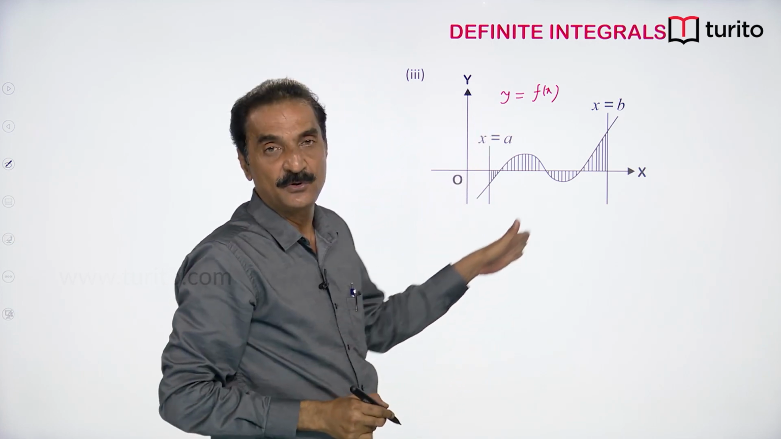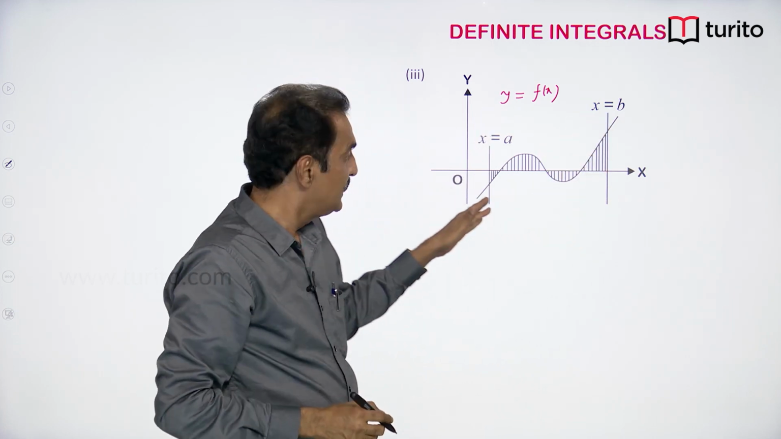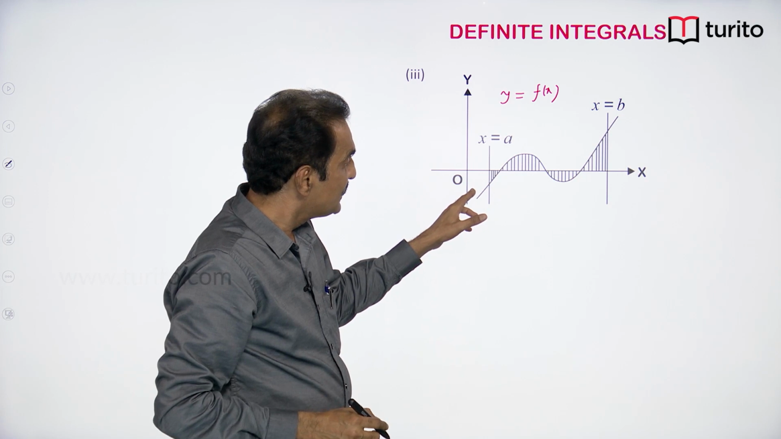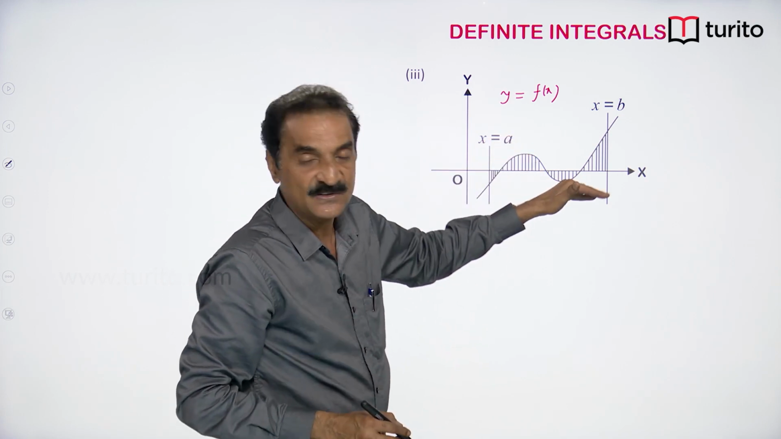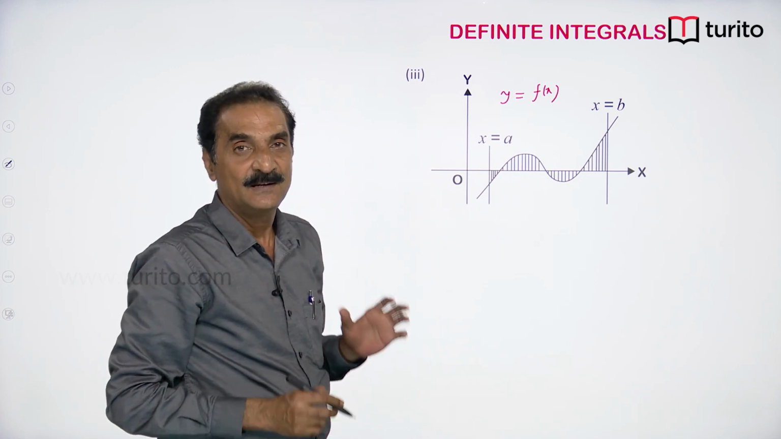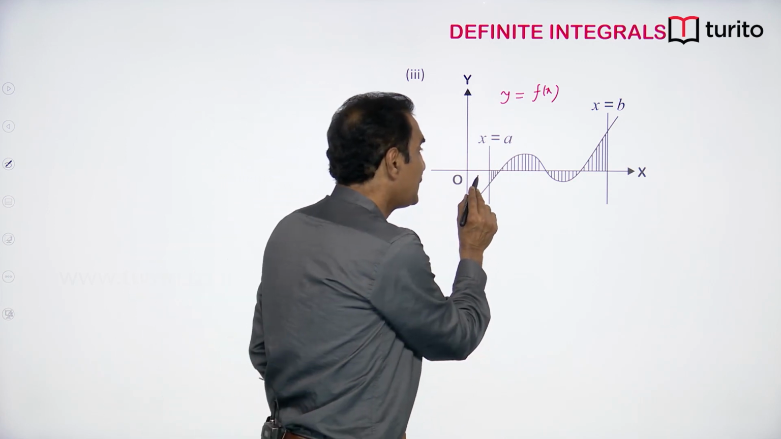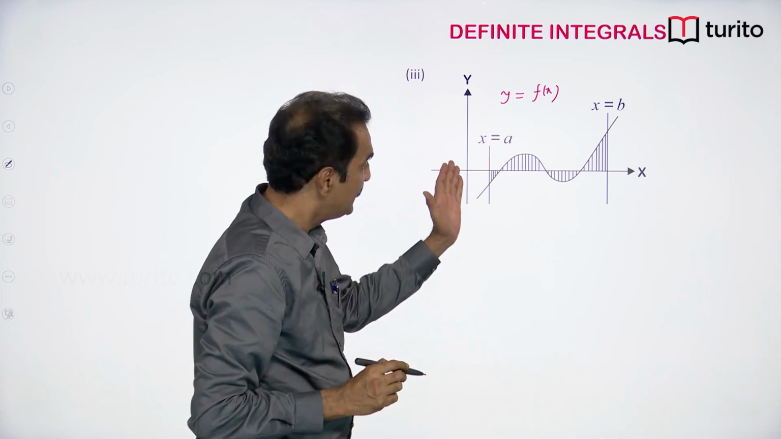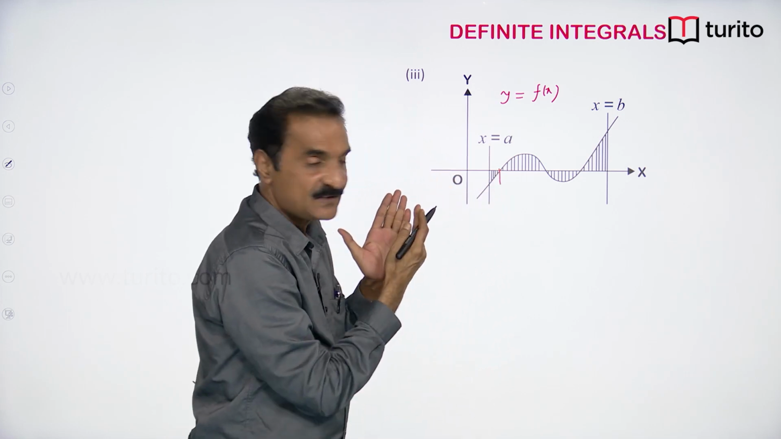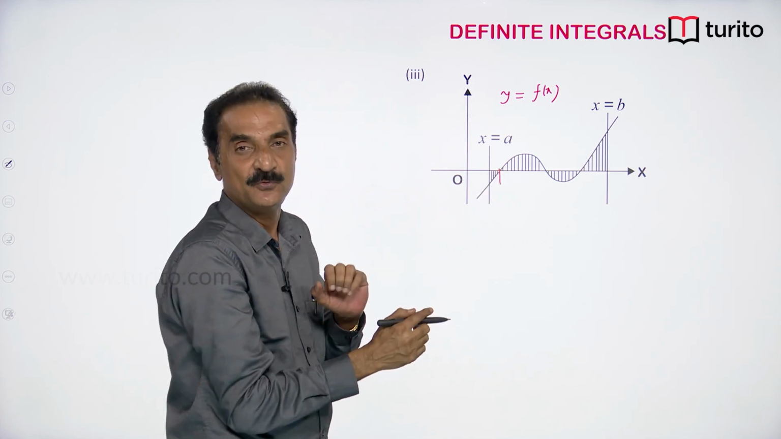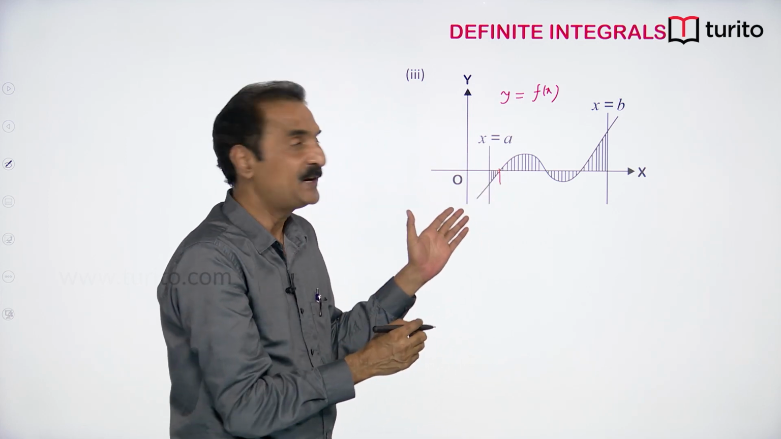This line is x is equal to a, this line is x is equal to b. But in this interval the curve is above the x axis at some points and below the x axis at some points. Then what happens if you integrate from a to b? From a to this point the sum of the values of f of x will be negative. So the definite integral will be negative.